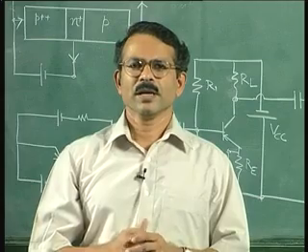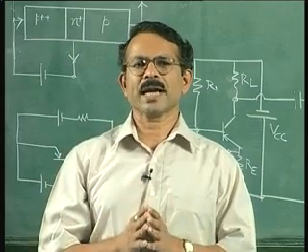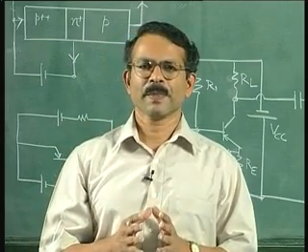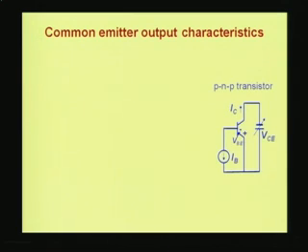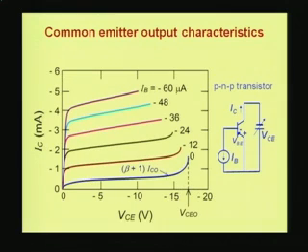Now since we have introduced the common emitter configuration as the most often used configuration, let us see the DC current voltage characteristics in detail in this particular mode of operation of the transistor. So, common emitter output characteristics. We have already shown these characteristics. This is the circuit and these are the characteristics.